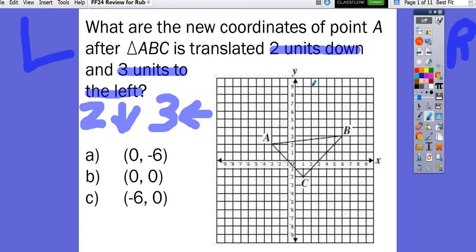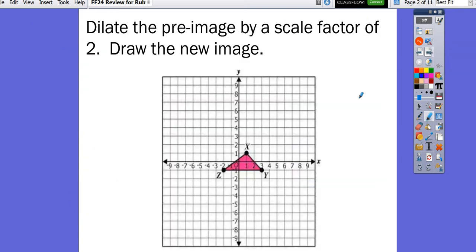All right, so first thing we're going to do is we're only worried about point A. So I'm going to find point A here. Then I'm going to go 2 units down, 1, 2, and 3 units to the left, which is 1, 2, 3. So that point right there is my answer. So if I start at 0, 0, I know I'm going -6, 0. So C is my answer. Okay, so let's look at the next one.